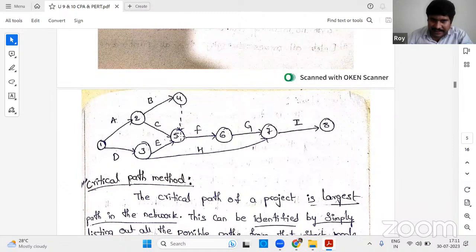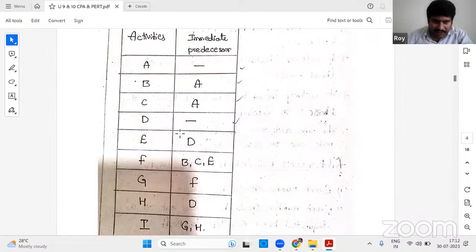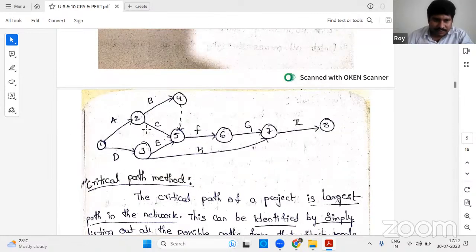From A, again C is coming. C. Okay. Now 1, 2, 3 is done. Three nodes are done. Let us first catch up with A. For B, A is the predecessor. Okay, this is the A activity.